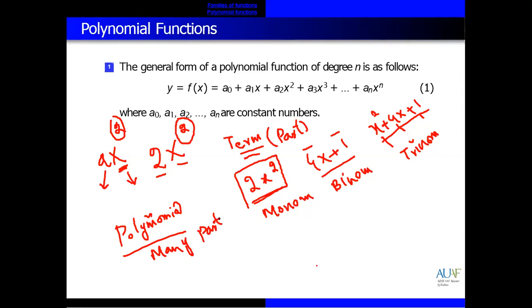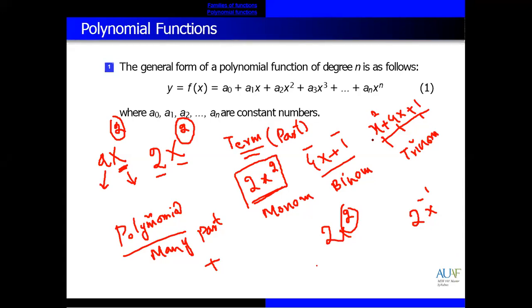Correct? But what is in a polynomial? The main thing in a polynomial is that the power must be a positive number. For example, 2x square. So the power must be positive. For example, 2 divided by x or 2x to the power minus 1 is not a polynomial, because the power of the variable is not positive.